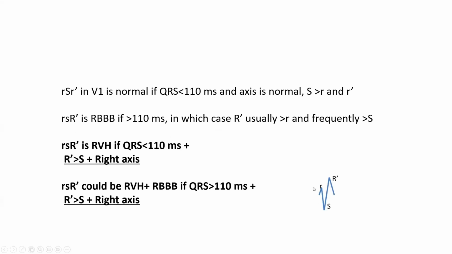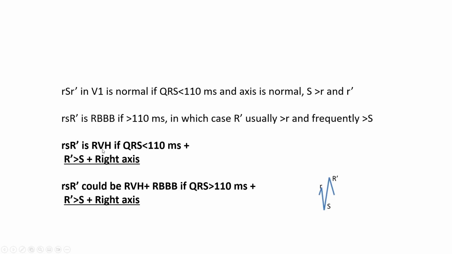RSR prime in V1 is a right bundle branch block, whether incomplete or complete, if it is more than 110 milliseconds, in which case the R prime is not only wide, it's also definitely taller than R and frequently taller than S. So that indicates pathology, width, and a change in the height parameters.